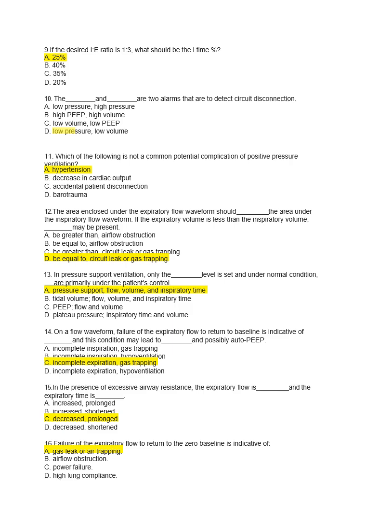13th question. In pressure support ventilation, only the dash level is set, and under normal conditions, dash are primarily under the patient's control. So in pressure support ventilation, the pressure support level is set by the operator. And under normal conditions, the flow, volume, and inspiratory time are primarily under the patient's control.